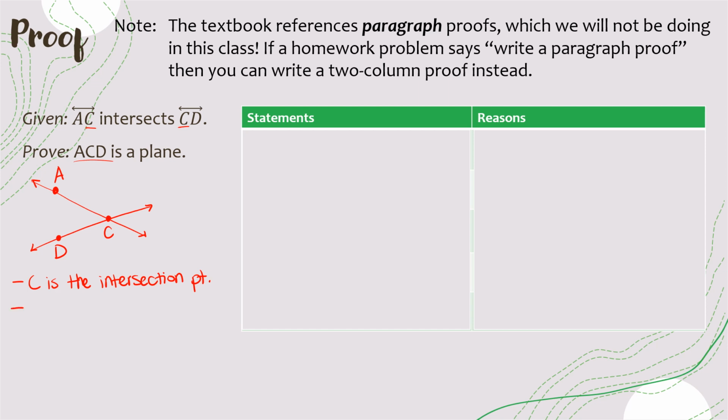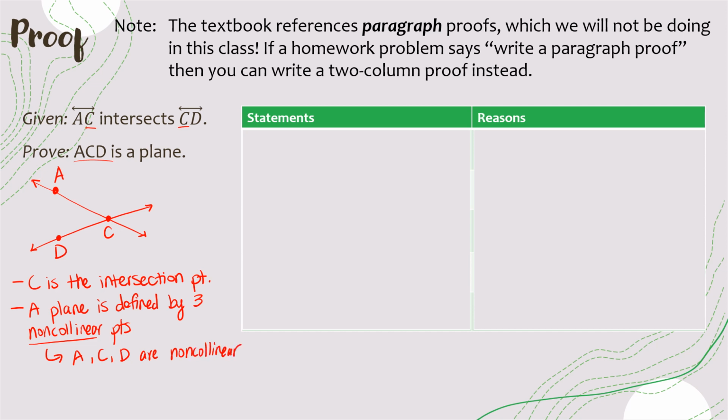So we might just perhaps remind ourselves that a plane is defined by 3 non-collinear points. So I'm feeling like we'll probably have to mention that fact at some point, that postulate at some point. I mentioned non-collinear in there, so maybe we can state that A, C, and D are non-collinear? If we state that, we've got to have a reason.